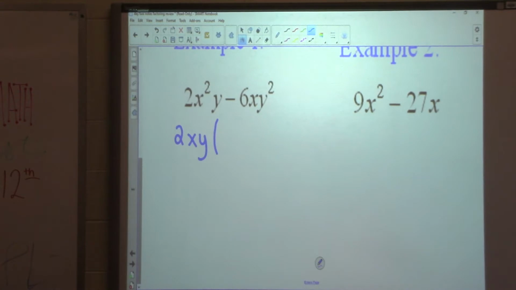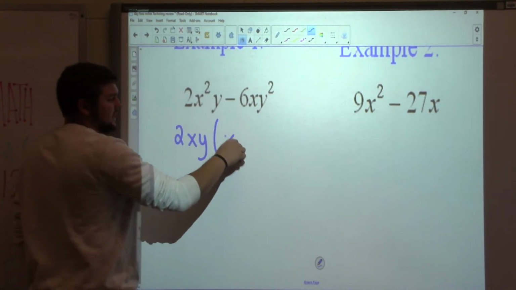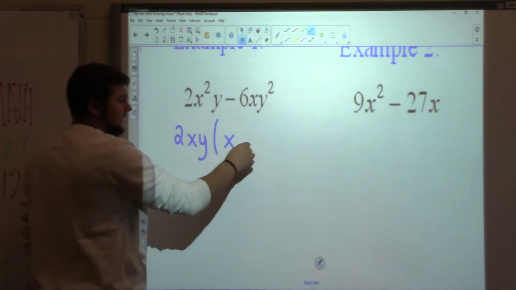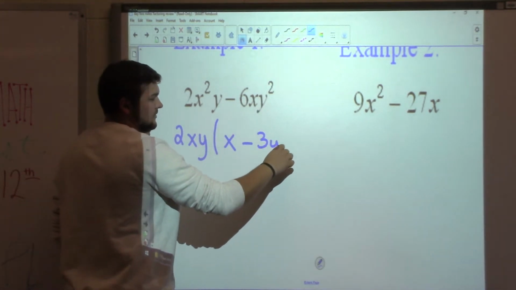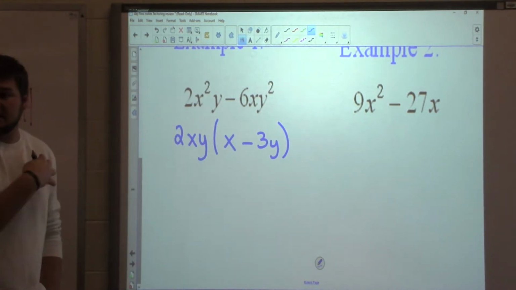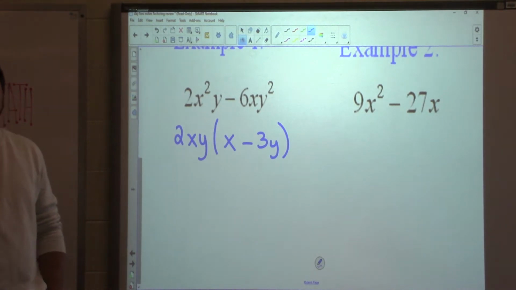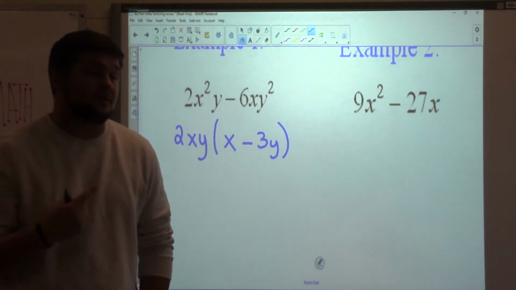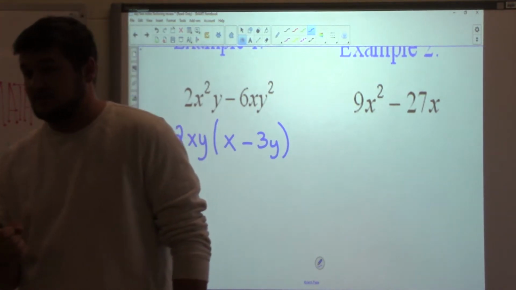If I take that out of this first term, I'm left with just x. Minus, if I take it out of the second term, I'm left with 3y. Does that make sense how we just factored that out? We took that greatest common factor out. That is the first step, no matter what type of problem we're doing. Whenever it says factor, you should always look to do that first.